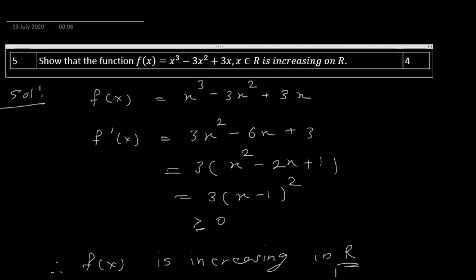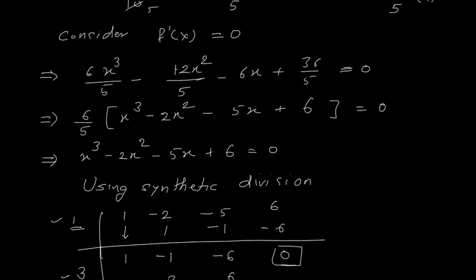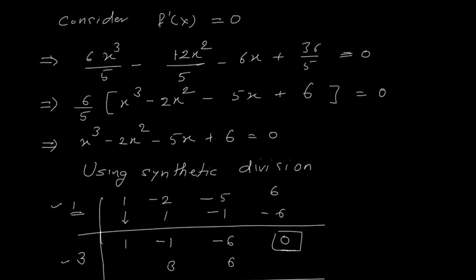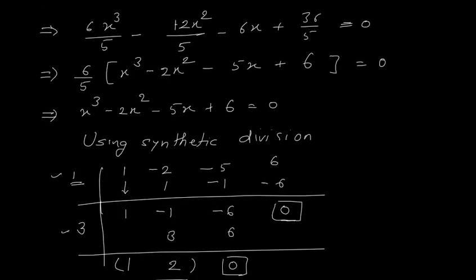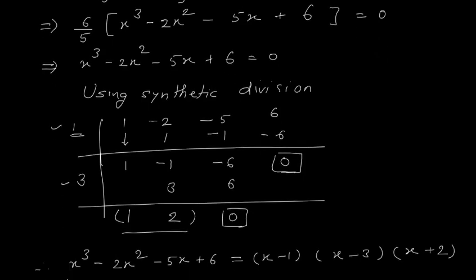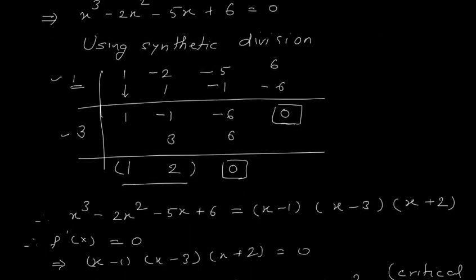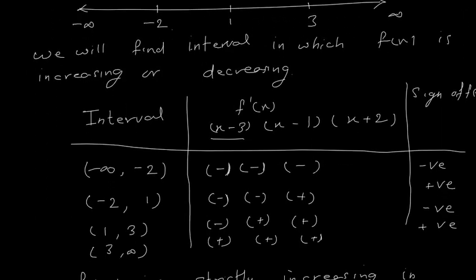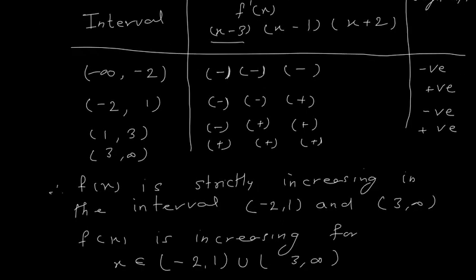Okay, so if we start from question number 1, the first problem was to find the interval in which the function is strictly increasing, strictly decreasing. So here the major problem was to find the solution of this cubic equation. So what we have done, we have used the synthetic division method to find the possible factors, possible roots. Once we get the critical values, then again we find the intervals, and in each interval we find the sign of f dash x. If the sign of f dash x is negative, it indicates that the function is strictly decreasing. If it is greater than 0, then it indicates that it is a strictly increasing function.